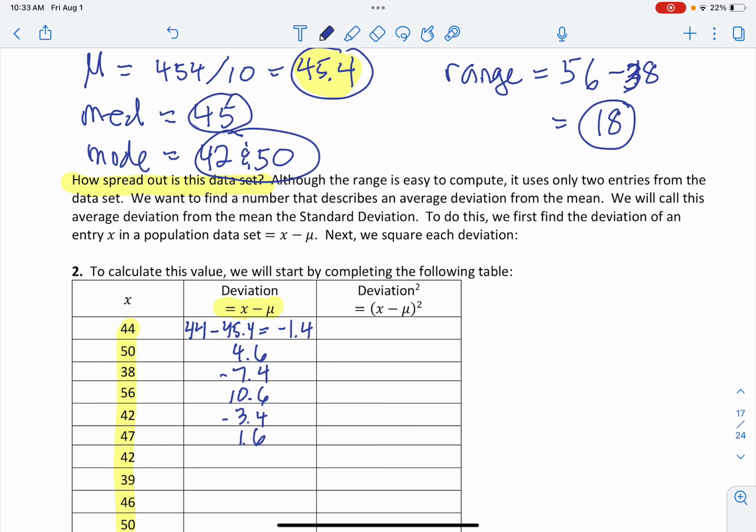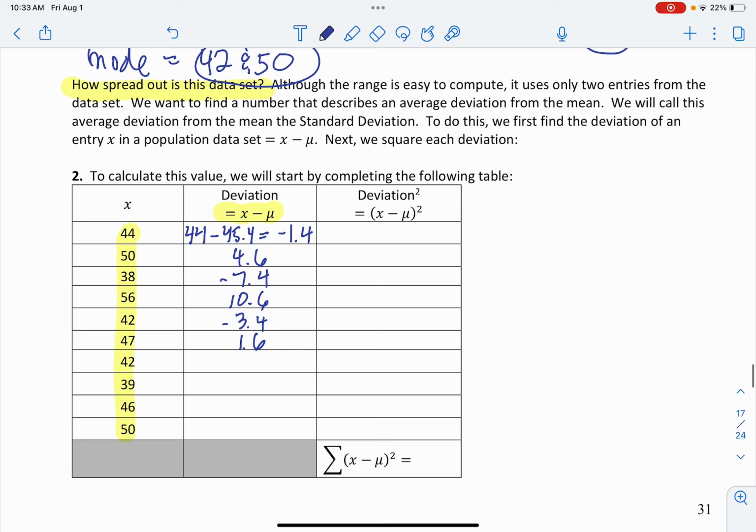47, if I subtract, I'll get 1.6. There's another 42, it would be the same. This will be a negative 6.4, 0.6, and then finally 4.6. All right, so those are the deviations. Now, I guess I could find just the average of those, but if I add all of those up, I actually get 0, because some are negative, some are positive, and so it doesn't really do me any good.